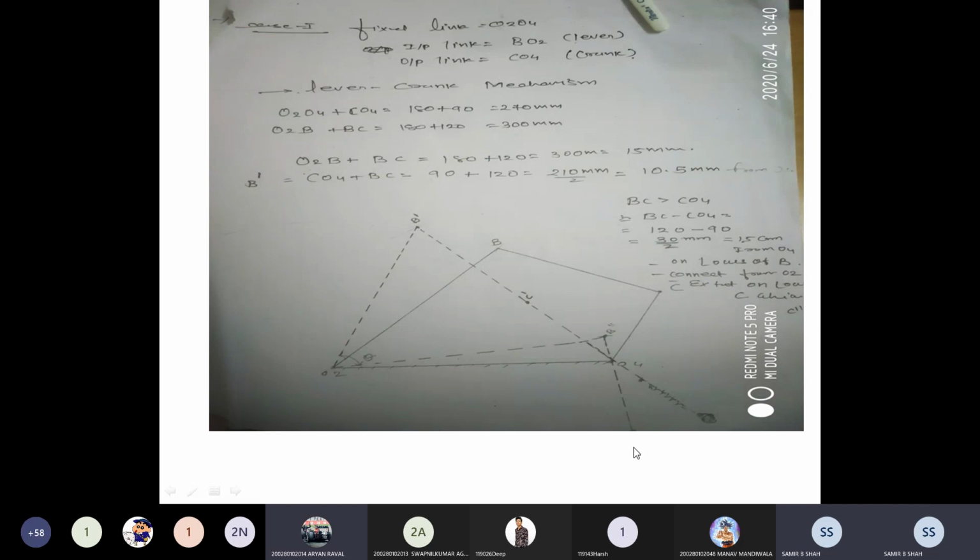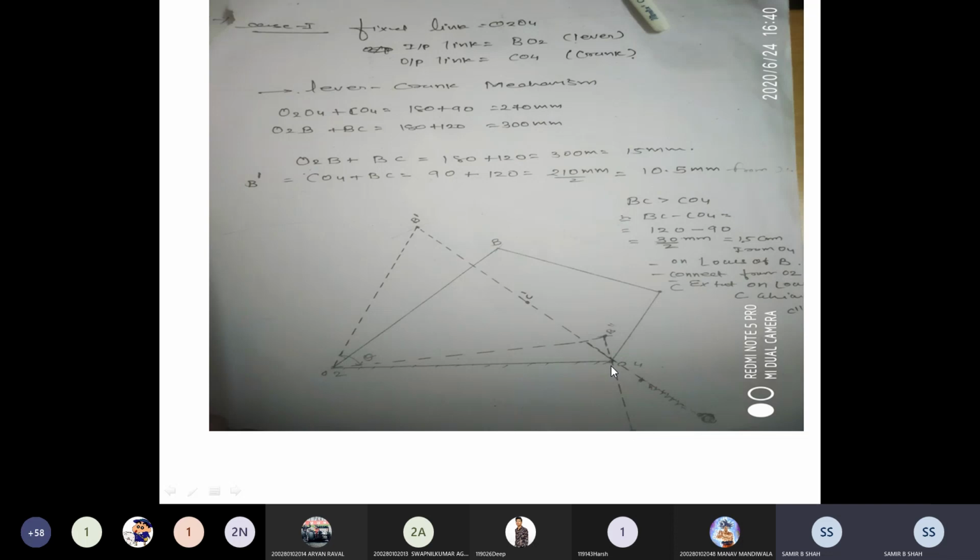सर तो वो लाइन कोई भी आर्बिट्री ले सकता है ना? Yeah, you may take arbitrary line, but it must be collinear line. That B dash, B double dash, O4, and the last point C double dash are in one line. B double dash, O4, and C double dash.